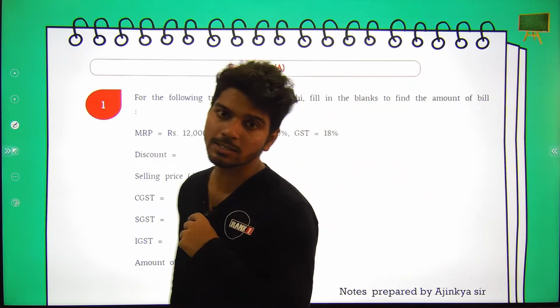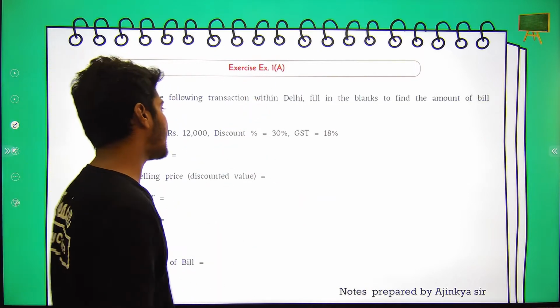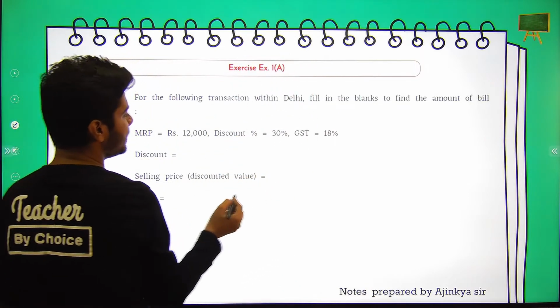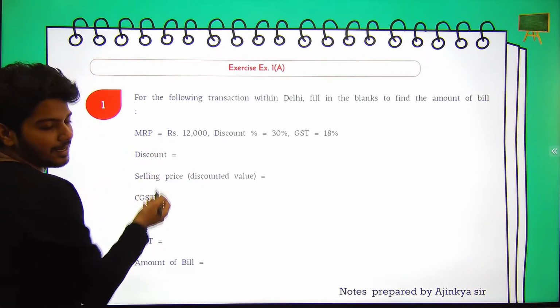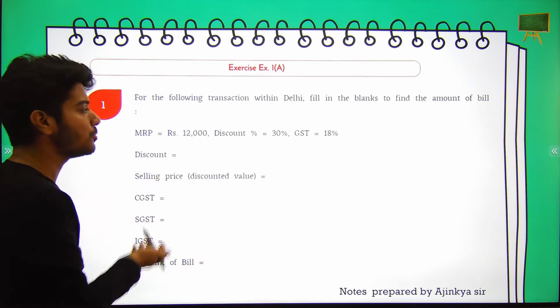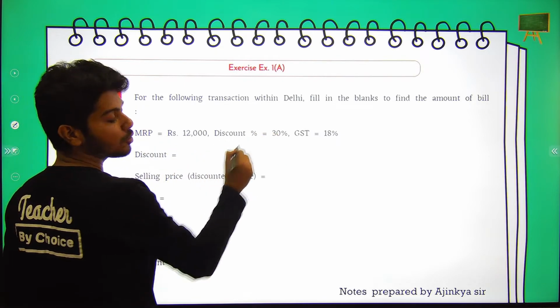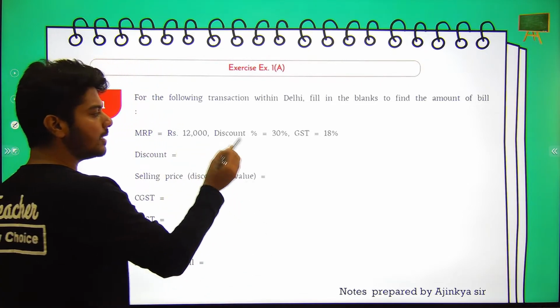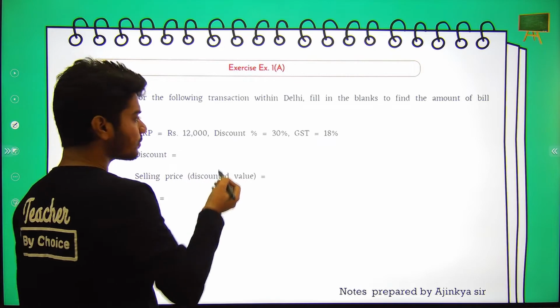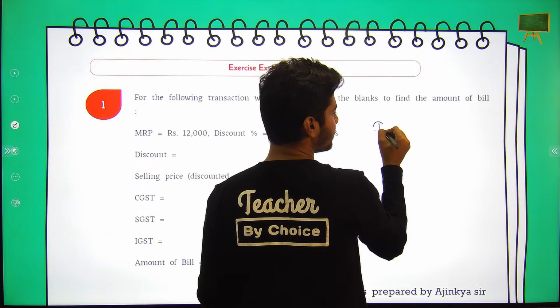This is the first sum from your Exercise 1A. Now let's start. What is it saying? Imagine this is a washing machine. It doesn't cost 12,000, but still let's assume it's a washing machine whose MRP is 12,000, and the seller is offering a discount of 30%. Discount is always subtracted. Always write this important note.